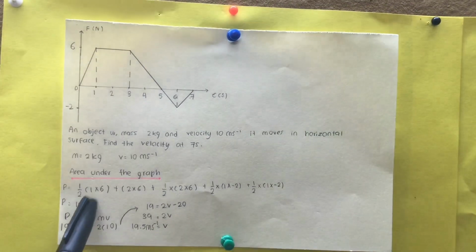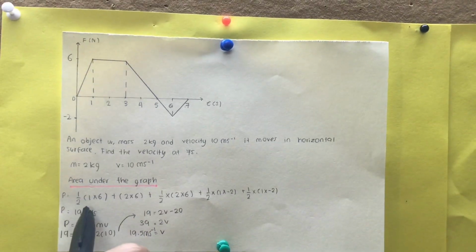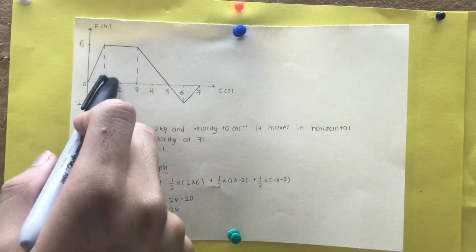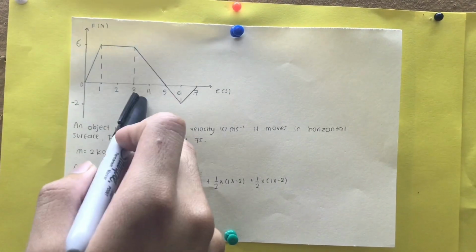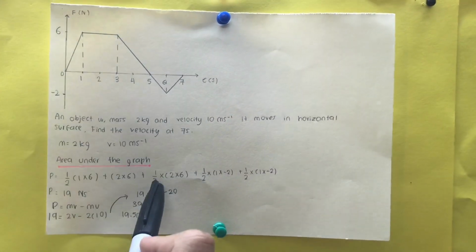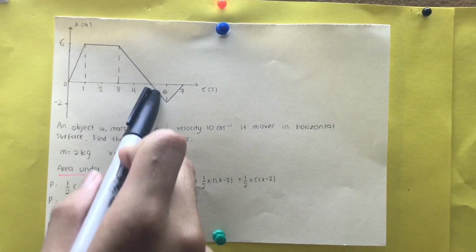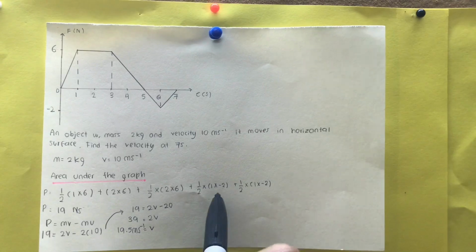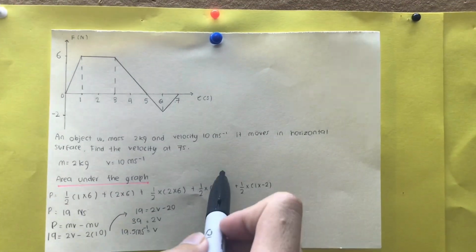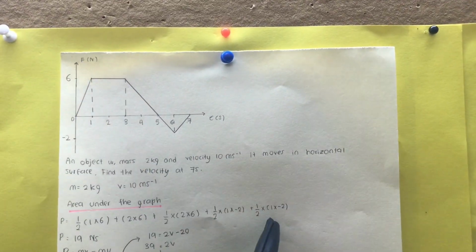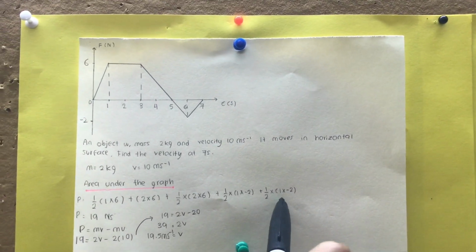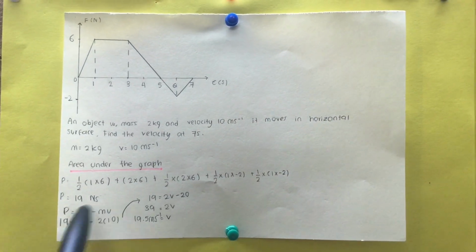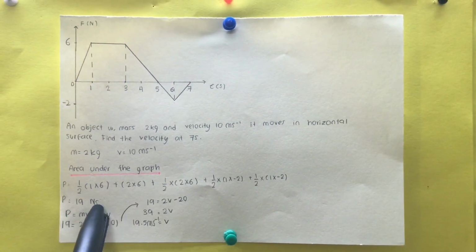So P equal to 1 over 2 times 1 times 6, and plus 2 times 6, and plus 1 over 2 times 2 and 6, and plus 1 over 2 times 1 times negative 2, and plus 1 over 2 times 1 times negative 2. So the answer we got is P equal to 19 Newton second.